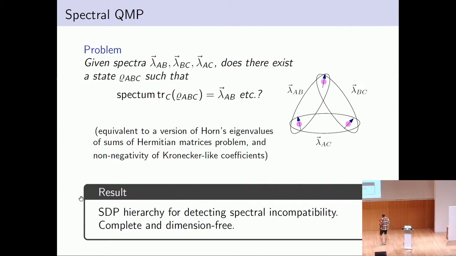There's an SDP hierarchy for detecting spectral incompatibility. This hierarchy is complete in the sense that if the prescribed spectra on the reductions are incompatible, this hierarchy will at some level tell you, yes, these are incompatible and will produce an incompatibility witness. Also, the interesting thing is this hierarchy is dimension-free, which means once you have a witness for incompatibility, this witness is valid in all dimensions. So once you solve this problem, say, on three qutrits, then the inequalities you get out of it will also be valid for 3,000-level systems.